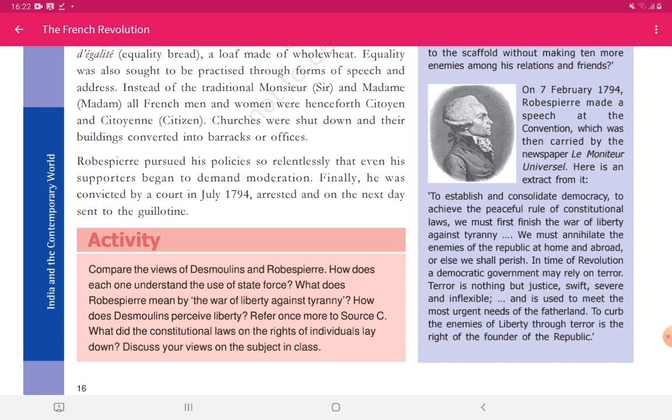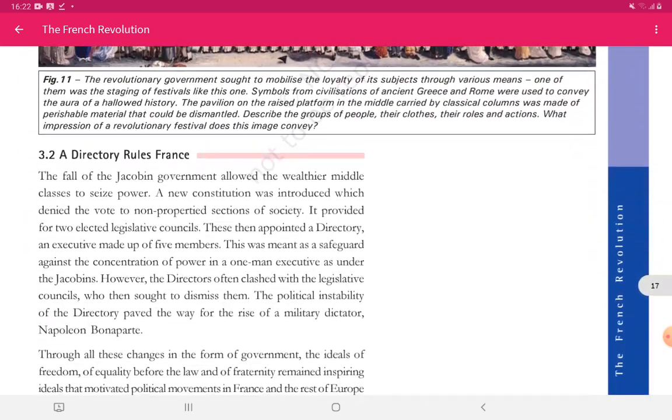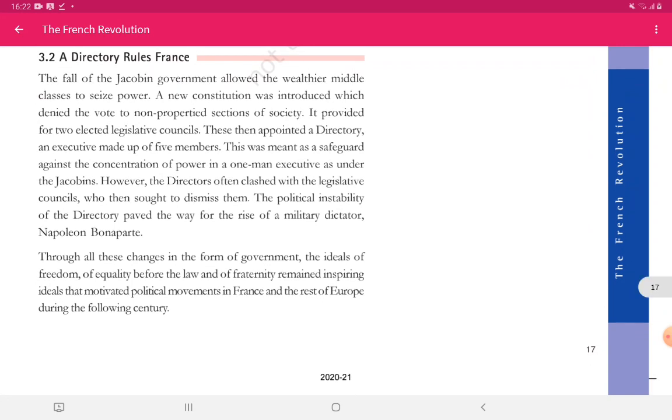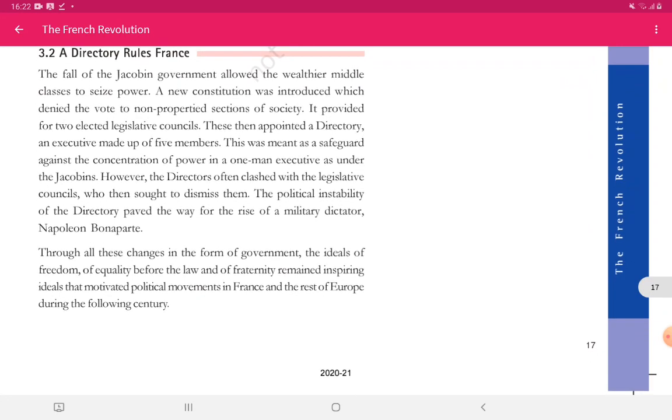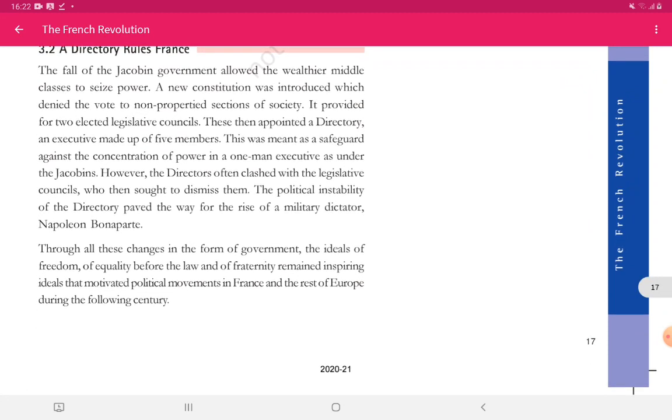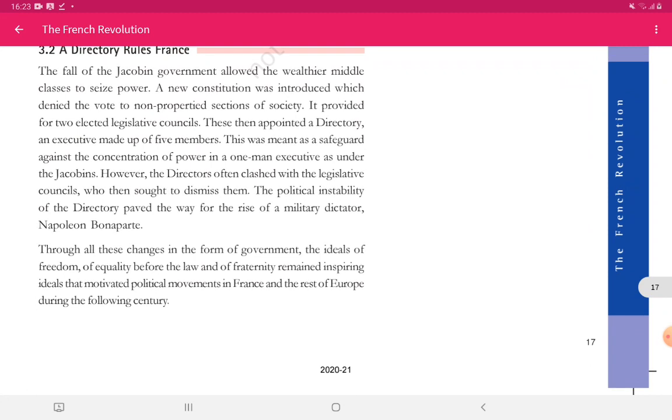Now we will see the Directory rule of France. Here the question is: what was the Directory and what were its policies? The fall of the Jacobin government because of the death sentence given to Robespierre allowed the wealthier middle class, belonging to the Third Estate, to seize power. A new constitution was introduced which denied the vote to the non-propertied section of society, meaning those who did not have any property were not allowed to vote.